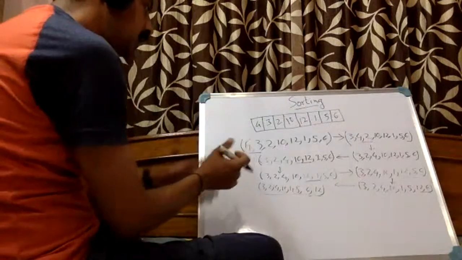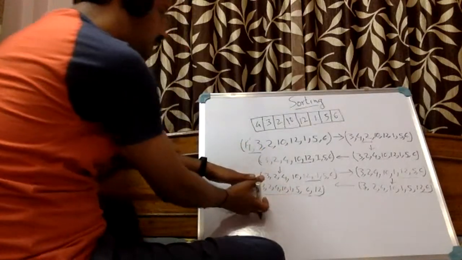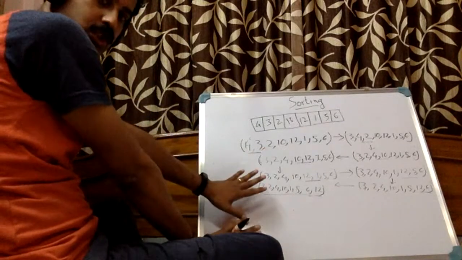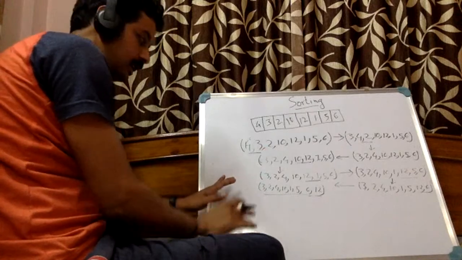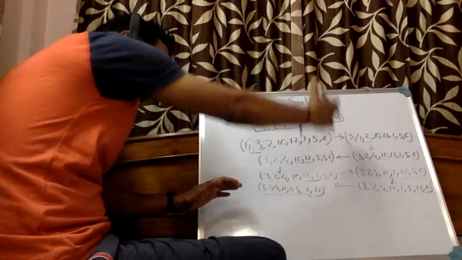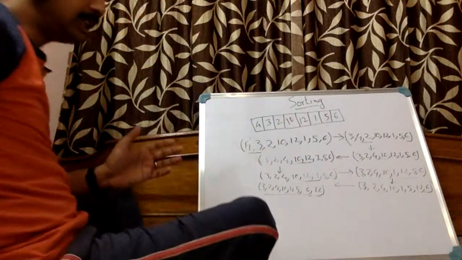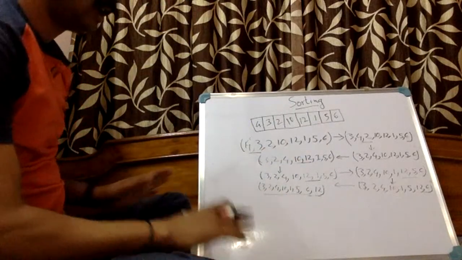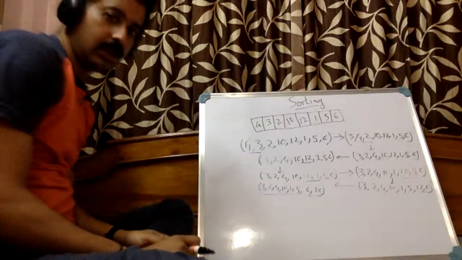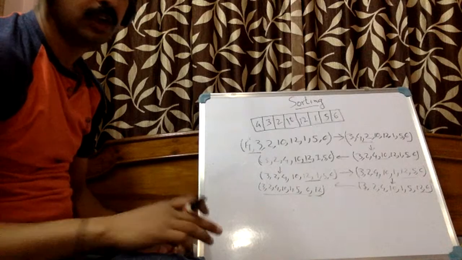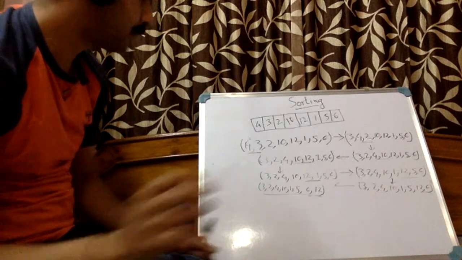Similarly, is the list sorted? No, the list is not sorted yet. So we have to sort it. We have to follow the same procedure again to sort it completely, right? In this way, we do the bubble sort. Okay, so now we are moving to the program code.